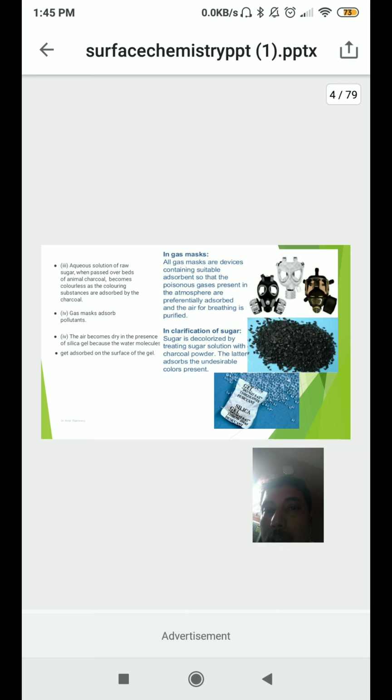An aqueous solution of raw sugar when passed over beds of animal charcoal becomes colorless, as the coloring substances are adsorbed by the charcoal. Gas masks adsorb pollutants. Air becomes dry in the presence of silica gel because the water molecules get adsorbed on the surface of the gel.